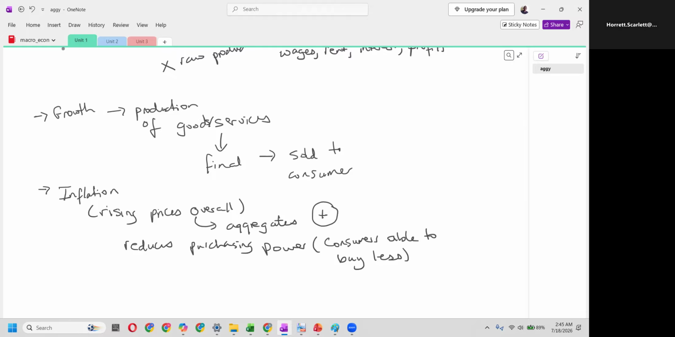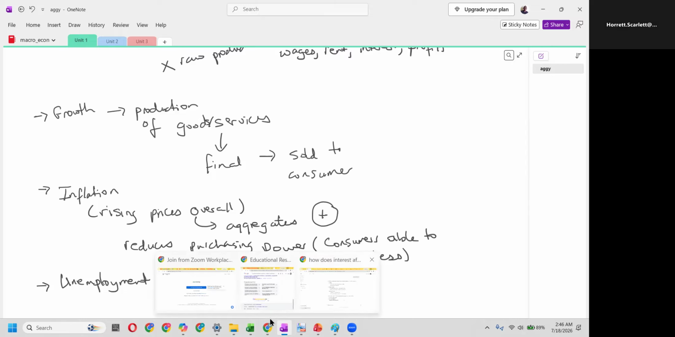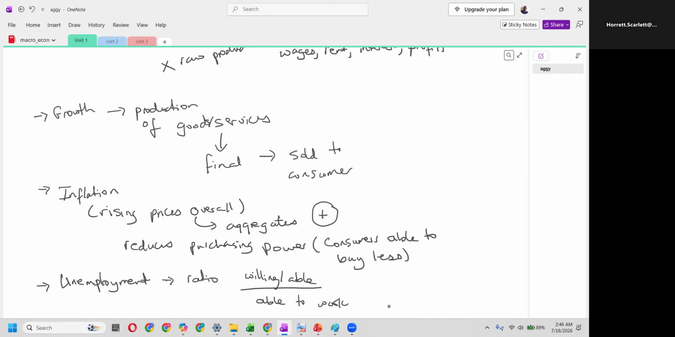The third thing that we are concerned about from the macro perspective is the concept of unemployment. In other words, we want to see how many persons who are of working age are actually able to work. And this is typically denoted as a ratio. It's the ratio of those who are willing to work and are able to work over those who are able to work. Now, we talk about being willing and able, and this is a concept that we are going to come across often as we talk about economics. Being willing to and being able to.